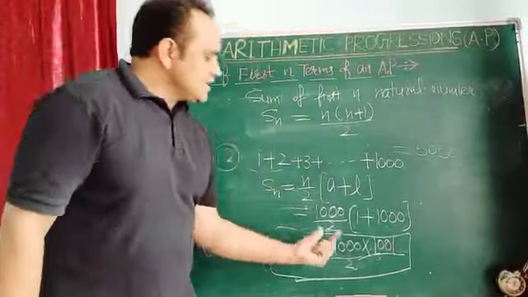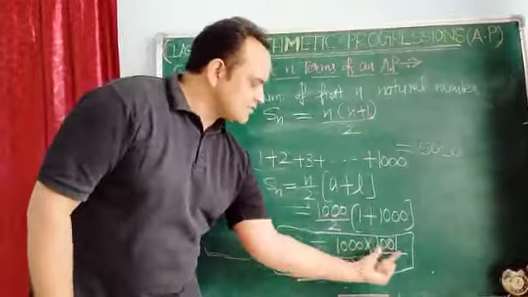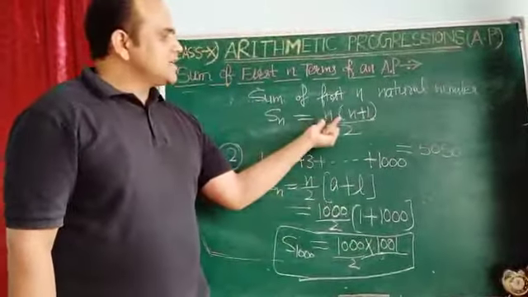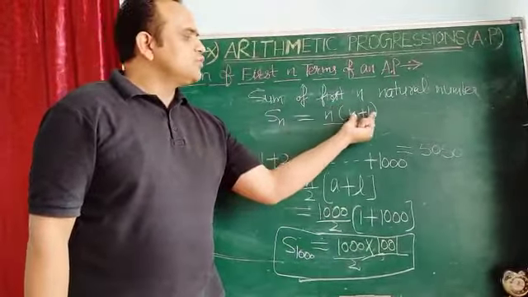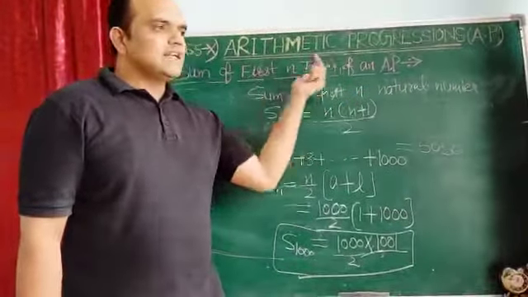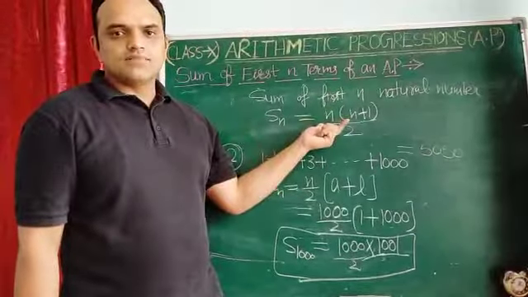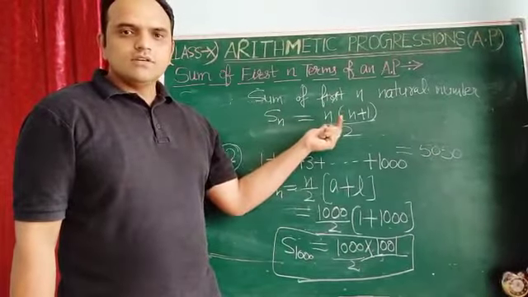If suppose I am taking the first 1000 numbers, so it is coming 1000 into (1000 plus 1), 1001, upon 2. If I am taking here the first 50 numbers, so 50 into 51 upon 2. So with the help of this formula, we can very easily find the sum of first n natural numbers. So that's all for this video. Thank you very much.